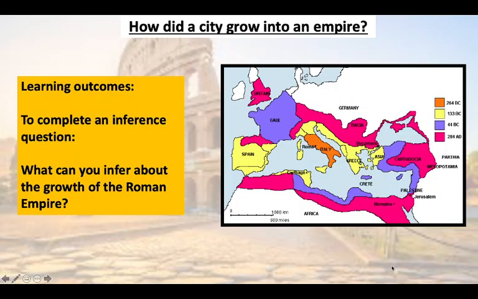So our learning outcomes today, we are going to complete an inference question using this source here. Now inference just means another word for what we can learn from this source. So you're going to have to look at this source really closely and decide the reasons or the various different paces that the Roman Empire grew at. Okay, and this is our question here. What can you infer or learn about the growth of the Roman Empire? But we will look at that a little bit later on.